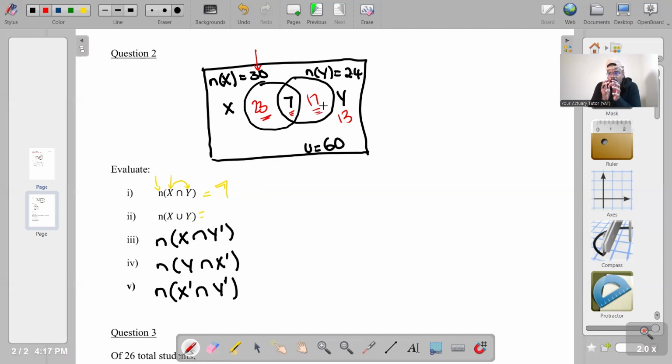17 that only have Y. They don't have anything to do with X. 13 have nothing to do with X and nothing to do with Y. Those are the 4 different types of people you have.